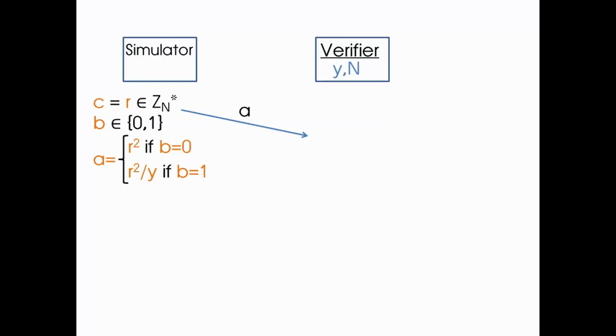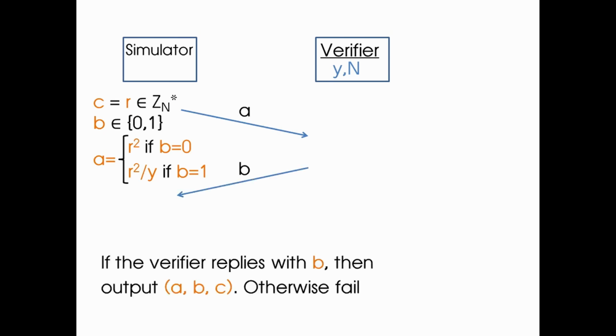Despite the fact that the simulator computes its messages in reverse, it still guesses what the verifier is going to ask. So the simulator is going to work like this. It's going to compute all the three messages A, B, and C. Then it's going to send the first message A to the verifier. And if the verifier replies with the same B that the simulator anticipated, then the simulator will send C to the verifier. So now we're at the heart of the zero-knowledge proof.